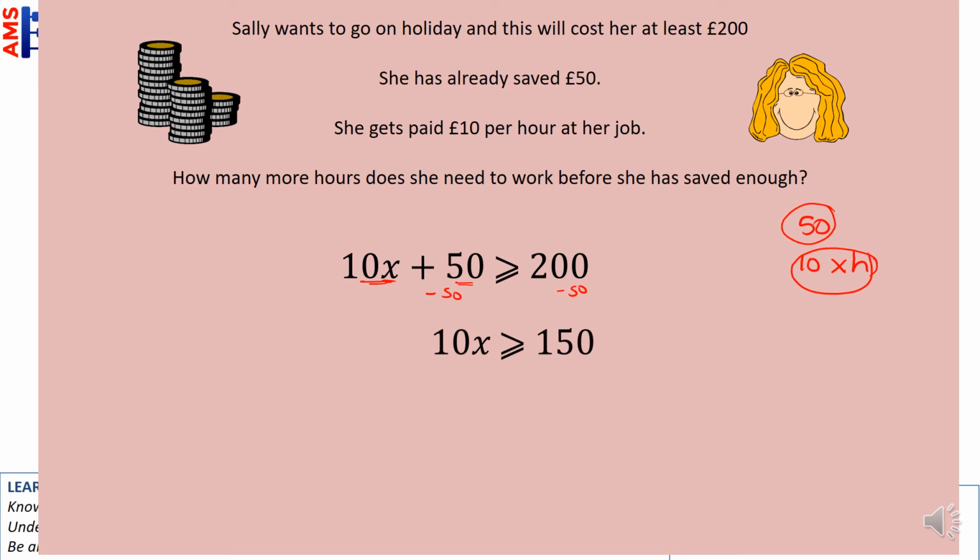10x greater than or equal to 150. Then we need to divide by 10 on both sides, and that gives us x is greater than or equal to 15. So this x, remember, is representing the number of hours she needs to work to save enough, and so she'll have to work 15 hours or more to be able to save enough for that holiday.